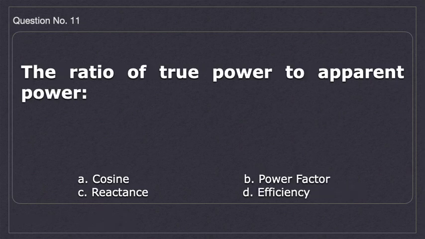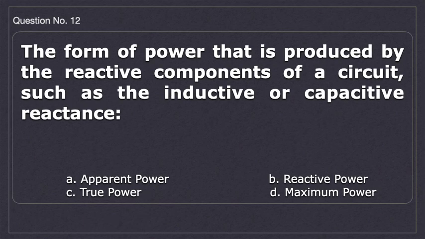Question number 11. The ratio of true power to apparent power. A. Cosine, B. Power factor, C. Reactance, D. Efficiency. Answer, B. Power factor.